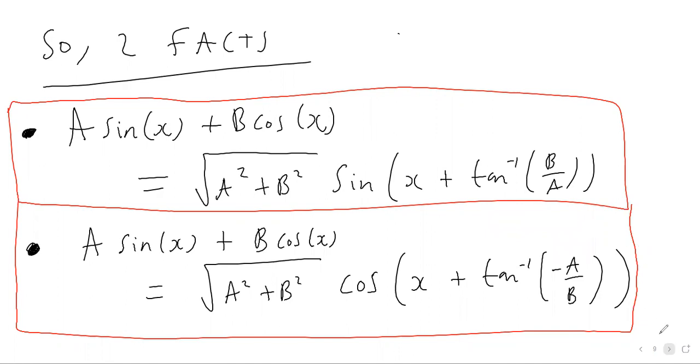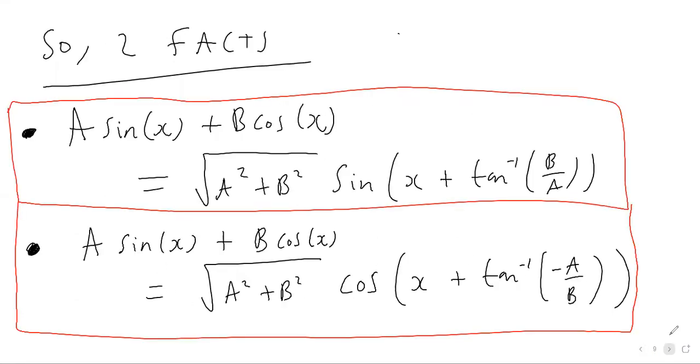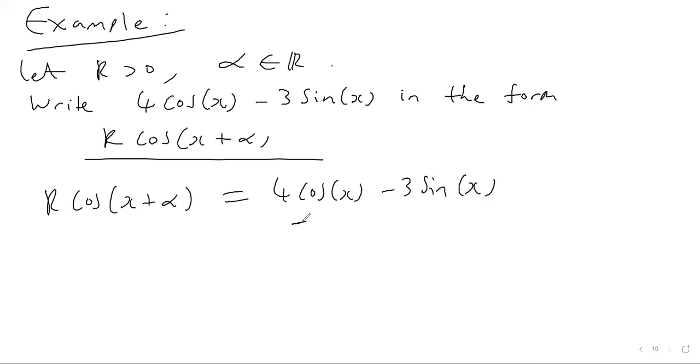So we'll do more of that in the next video, but we'll just do a brief example here. Let's say you've got a question, where r is greater than 0 and alpha is some real number. The question asks you to write 4 cos x minus 3 sine x into the form r cos of x plus alpha. So we're going to use the second formula down here that we found. We know that r cos(x plus alpha) must be equal to 4 cos x minus 3 sine x, because we're trying to rewrite this into that form. That's what the question's asking us to do.